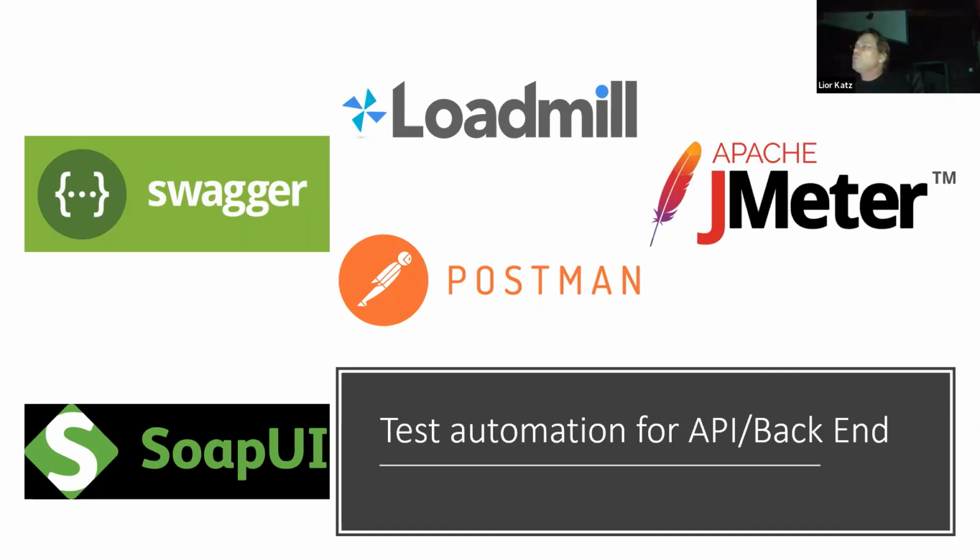In many places and many projects, we implemented JMeter for testing automation for API. SoapUI was kind of the first one that gave us a solution for SOAP API, and currently, of course, it is supporting REST as well. Swagger is a solution, but it's a solution that fits particularly developers and not testing. And LoadMill is a very interesting solution.